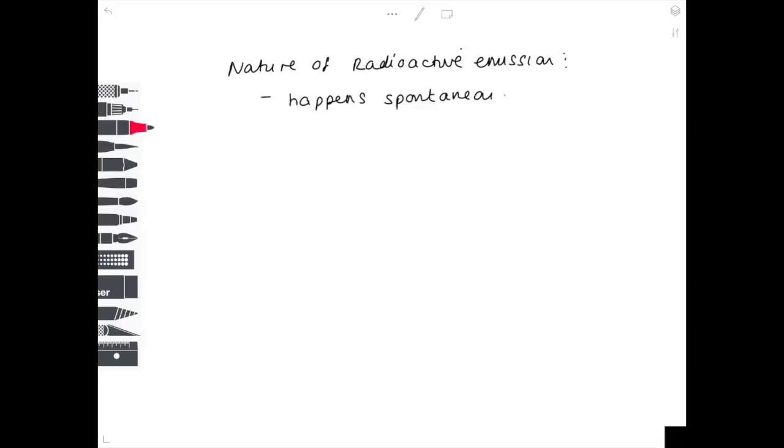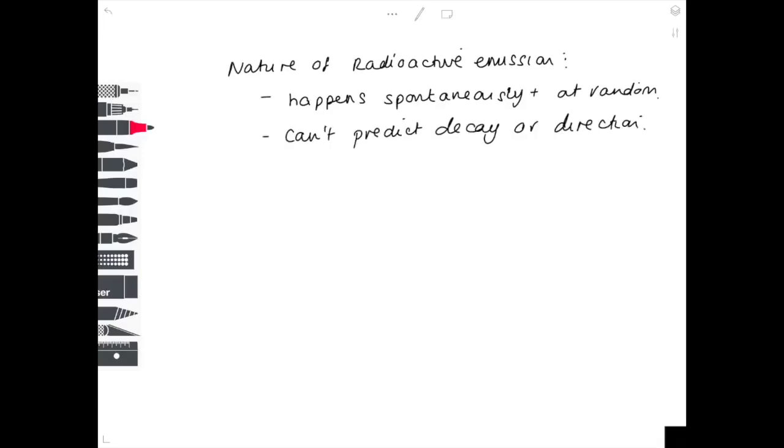A tiny point now, which is, what if they ask you what the nature of radioactive emission is? So how is it characterized? Well, that is that it happens spontaneously, so it could happen at any time, and also randomly. You can't predict the decay that will occur or the direction in which it will occur. And lastly, it's unaffected by factors which would usually alter the rate of reaction. So it's unaffected by changes in temperature and pressure.